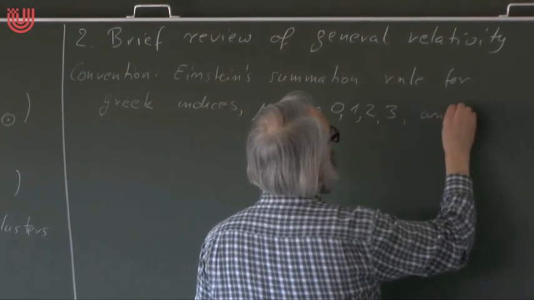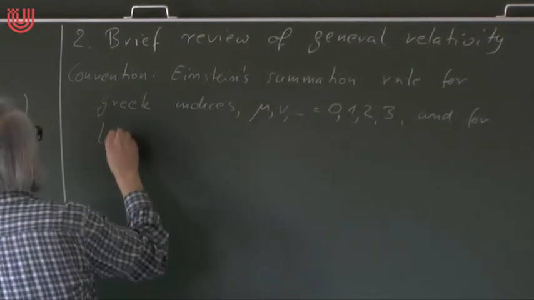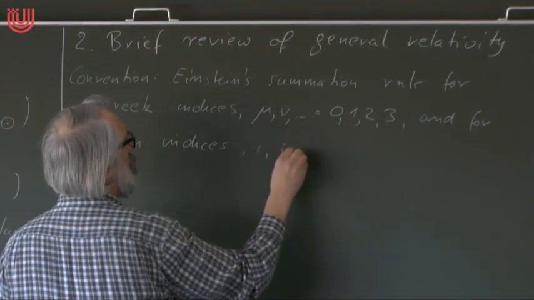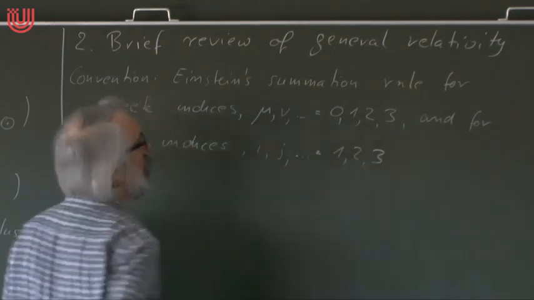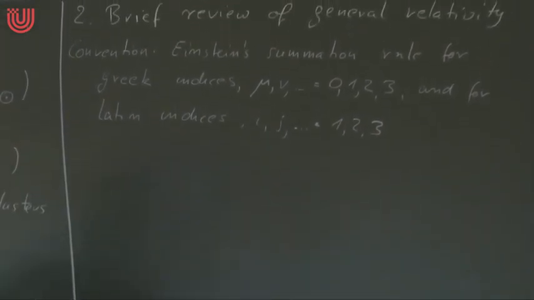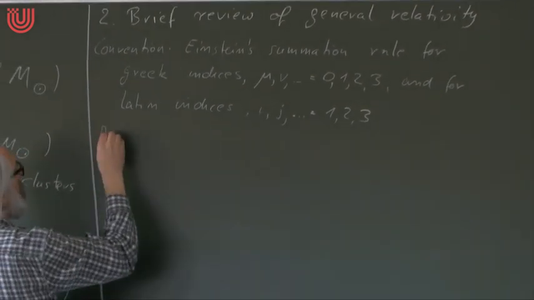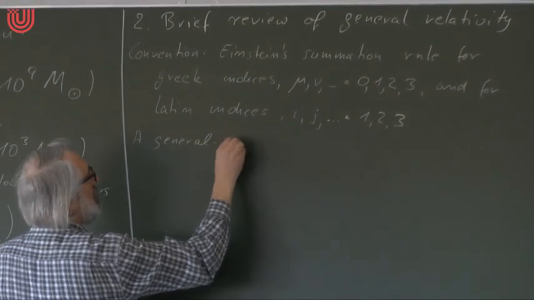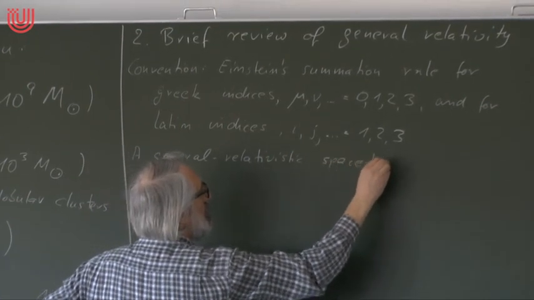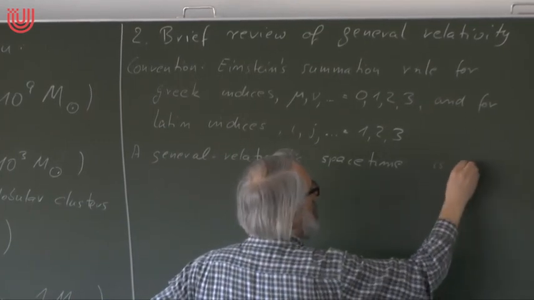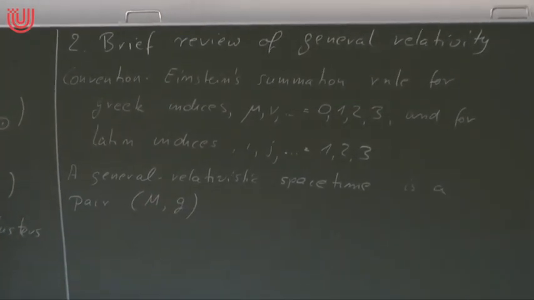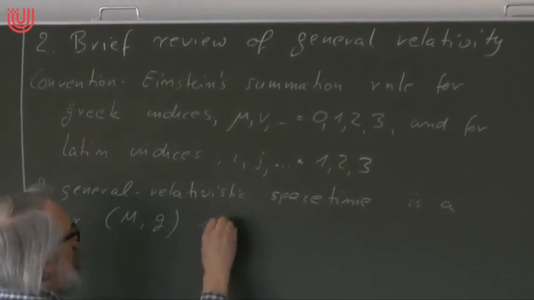And for Latin indices, which will occur not too often, but occasionally, I will write i or j, and they take values 1 to 3. And then I can say what a general relativistic spacetime is. Hope everybody knows this. So in my notation, it's a pair M comma g, where M is the four-dimensional manifold.